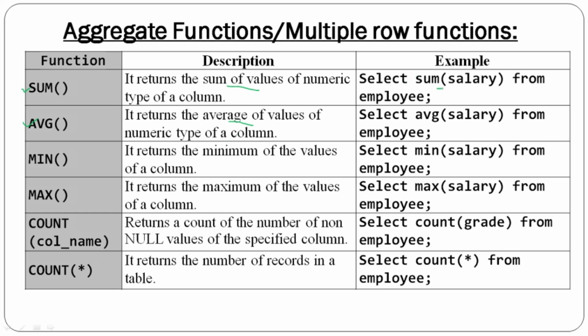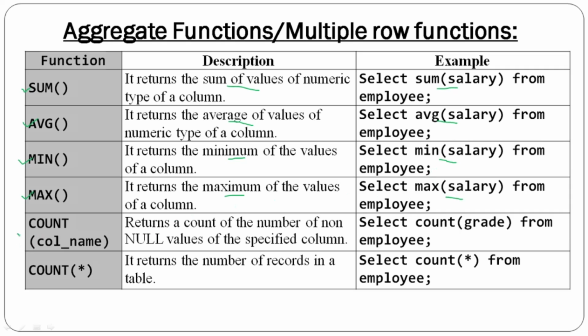Example, SELECT SUM(salary) FROM employee returns the sum of salaries in the employee table, and AVG(salary) returns the average of salary. The next two functions, MIN and MAX, accept any data type as argument. That is, the column can be of string, date or numeric type, and they return the minimum or maximum of the values in that column. Example, SELECT MIN(salary) FROM employee and SELECT MAX(salary) FROM employee.